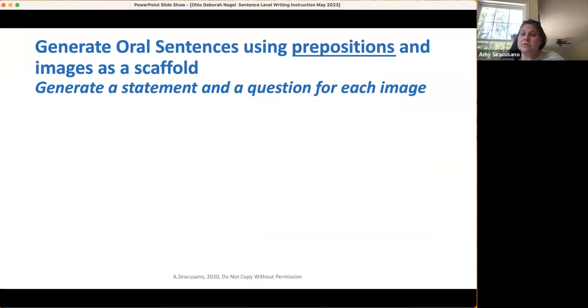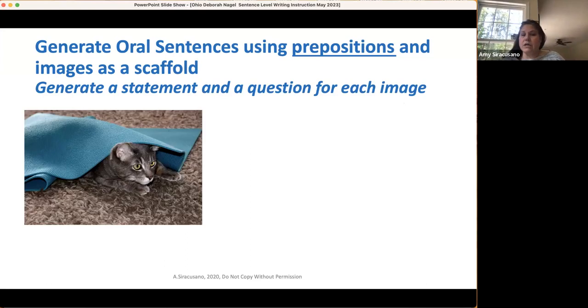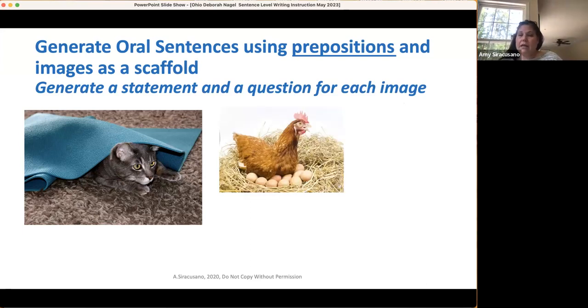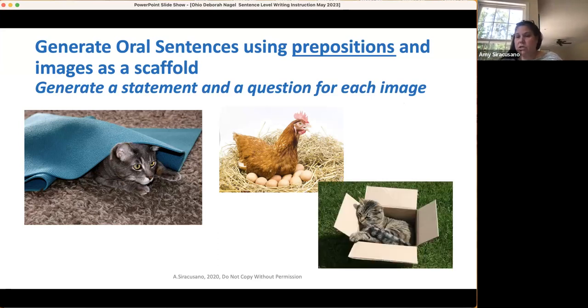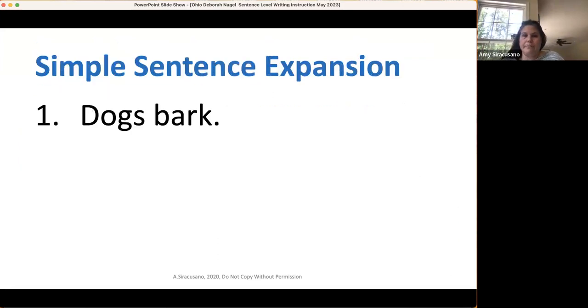We can also do things like this with prepositions, right? So remember the red and the orange box in the very beginning, prepositions and conjunctions, right? So generate a statement. The cat is under the rug. The rug is on top of the cat. The hen is on top, sitting on the eggs. The eggs are under the hen. So lots of ways to generate this. Just need images that are going to produce those kinds of things that you're looking for. Okay.